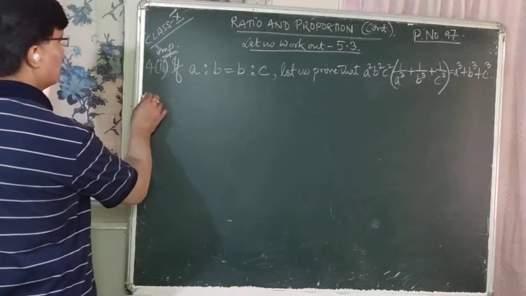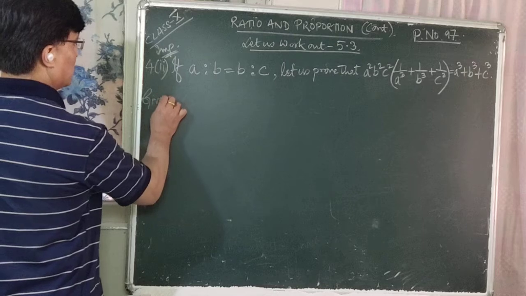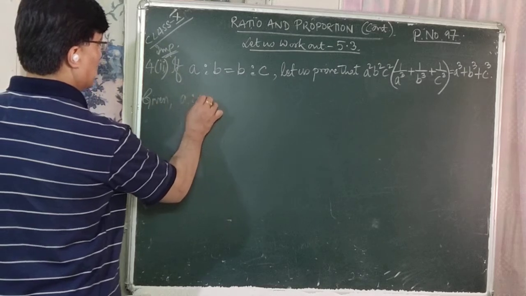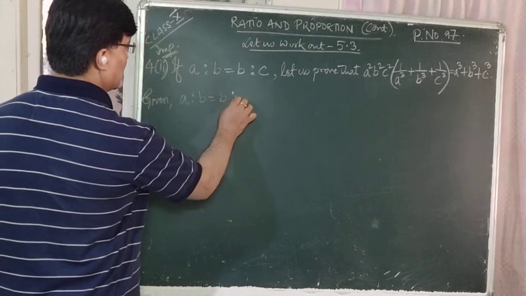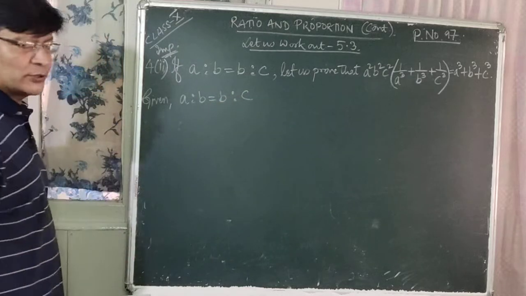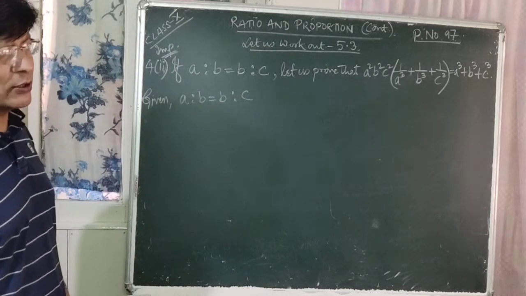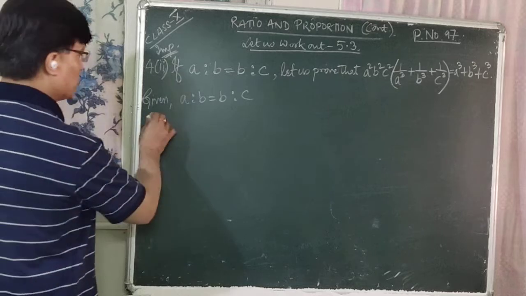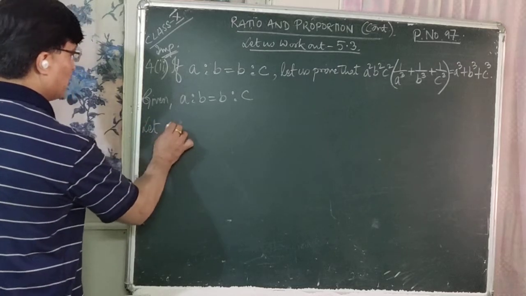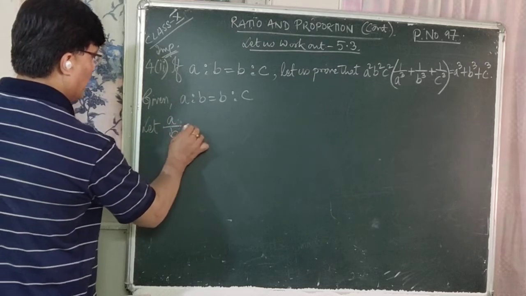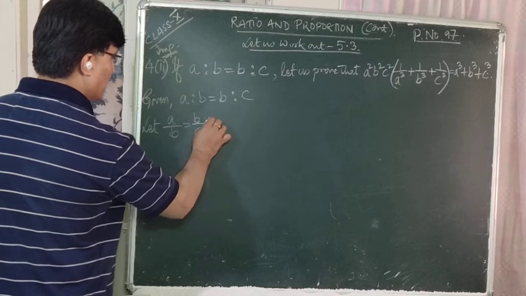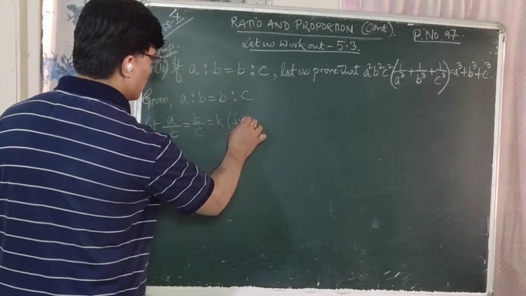So let us write down the given here. So what is given here in this case? a is to b is equal to b is to c. So b is repeated here also. So a, b and c are in continued proportion. So let us write this ratio in terms of fraction. Let a upon b is equal to b upon c is equal to k, suppose.